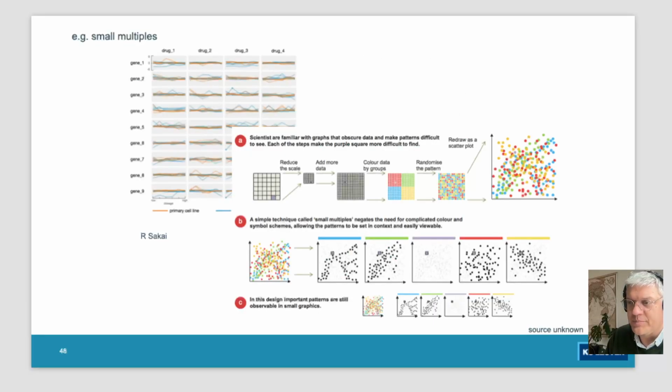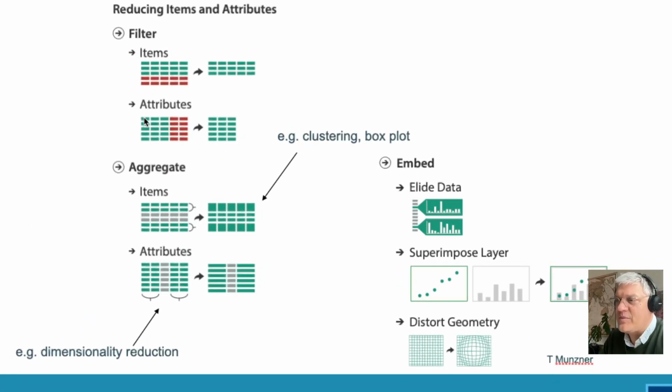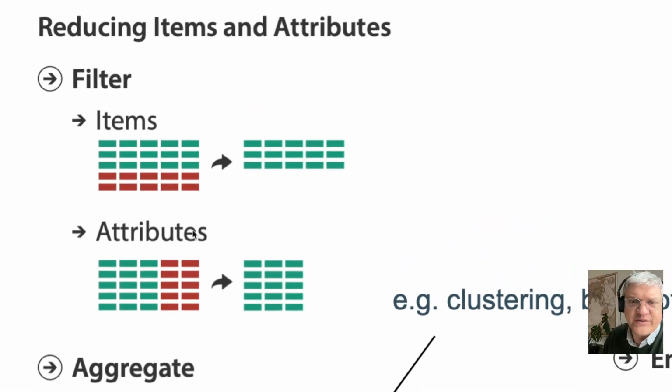Sometimes we want to reduce our items and attributes as well. There are different ways of doing this. We may, for example, filter. So instead of using all the items, we just select a certain number of items and discard the rest. The same thing we can do with attributes. We select certain dimensions, we just do not show them all.